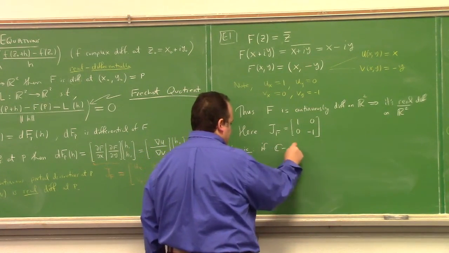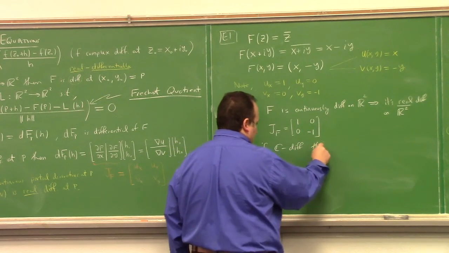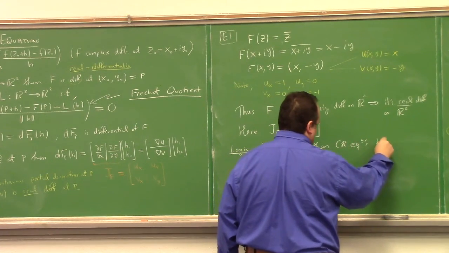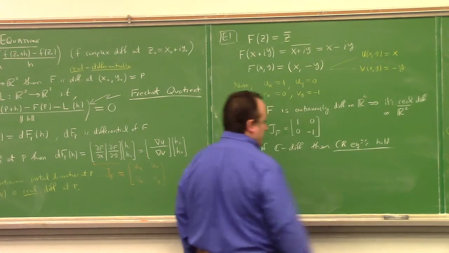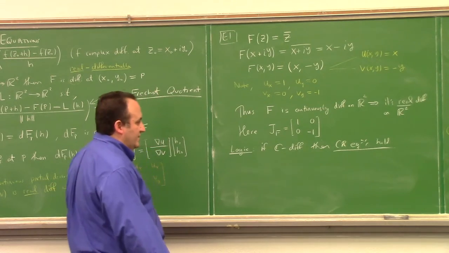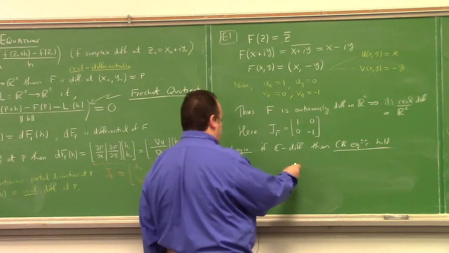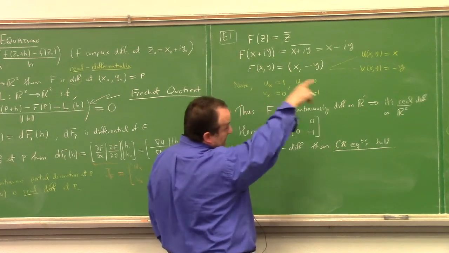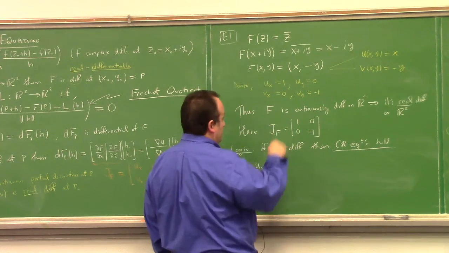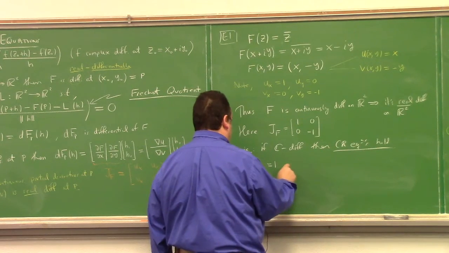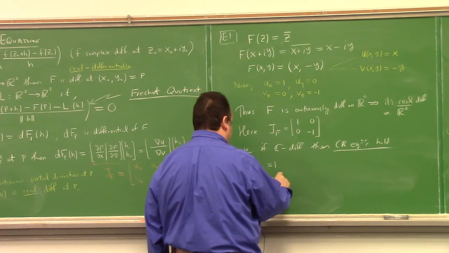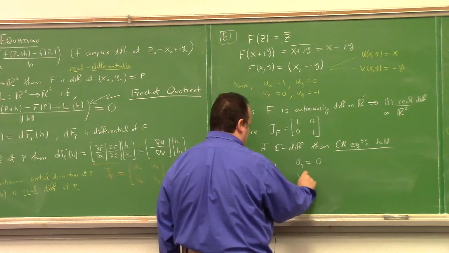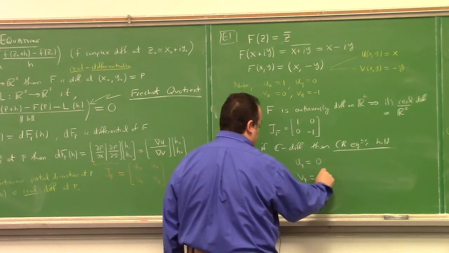If complex differentiable, then the CR equations hold, right? So, what are the CR equations? Well, we need to check u_x. So in this problem, example 1, what's u_x equal to? It's 1, right? And what's v_x equal to? 0. What's u_y equal to? 0. What's v_y equal to? Well, minus 1 in this case, right?